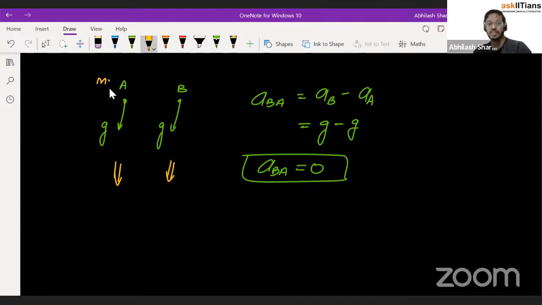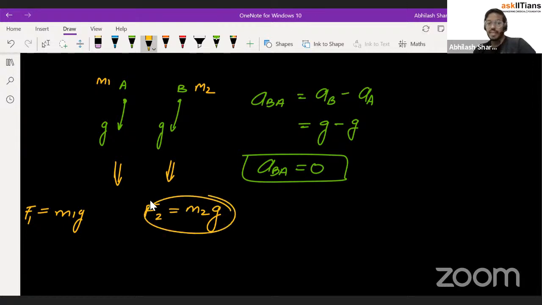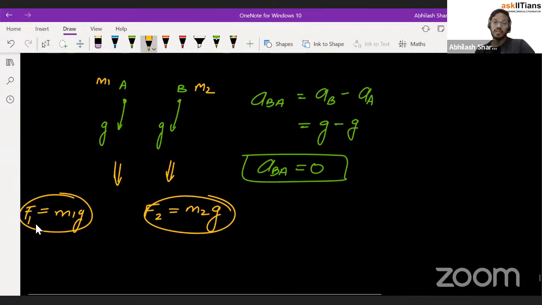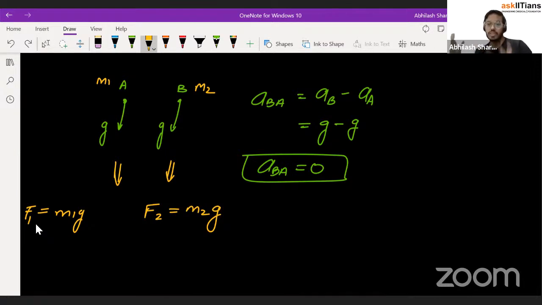If let's say this has mass m1, this has mass m2, then what force is acting on A? m1g. That's the force on the first. And what's the force on 2? Force on 2 is m2g. So I do agree that their weight is different. Weight does depend upon the mass. Heavier object will have more weight, lighter object will have lesser weight.